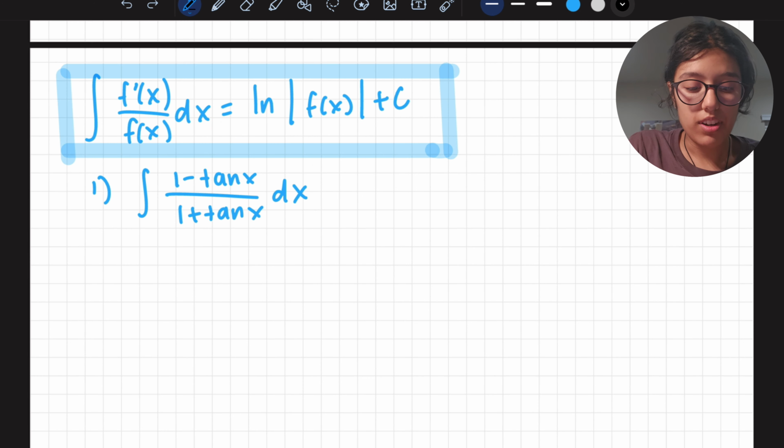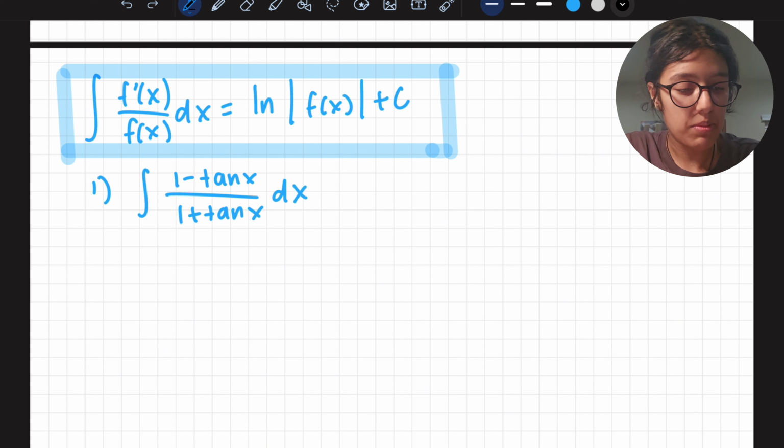Alright, so let's start with our first problem. We have the integral of 1 minus tan x over 1 plus tan x dx. And if you want, you can pause this video and give this problem a go, but I'm going to go over the solution right now. So what many of you may think to do first is to just directly apply this formula. And okay, let's try applying it.